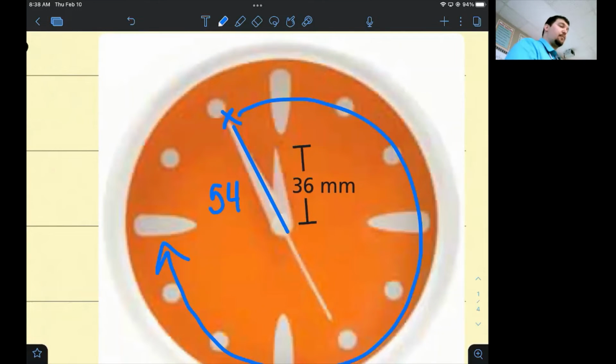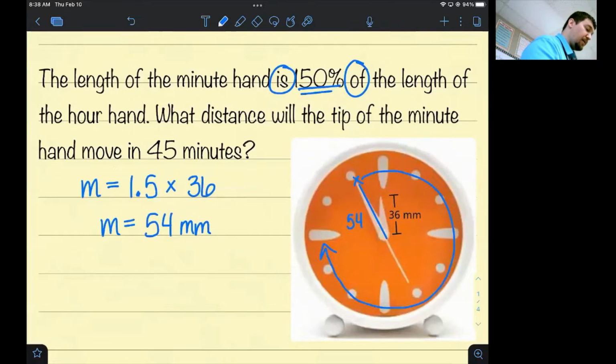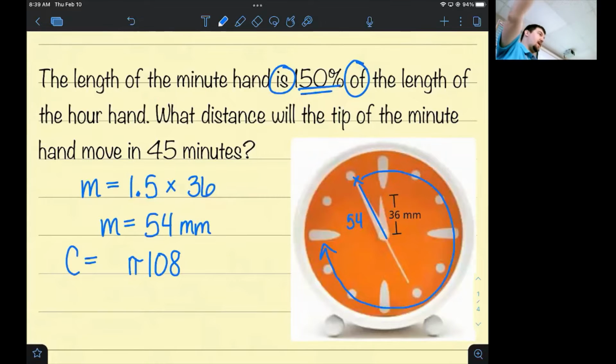Ella, what do you get when you double 54? Yeah. So my circumference formula to find the distance around the entire circle is pi times diameter, which is 108. If you didn't hear what she said, 108. That's going to give me how far that minute hand is going to move in one full trip around the clock. Is that what I want? It's not what I want.